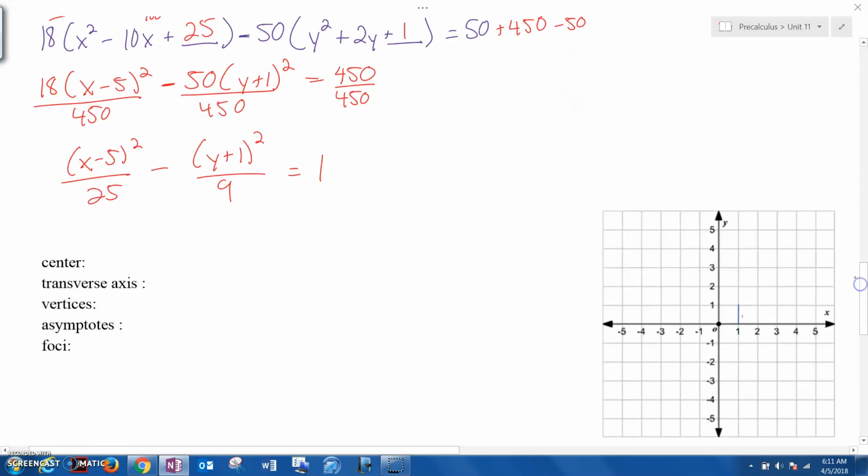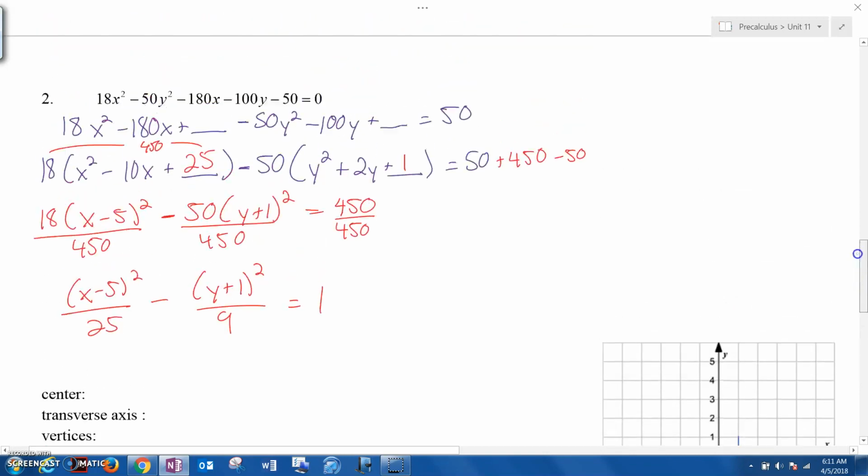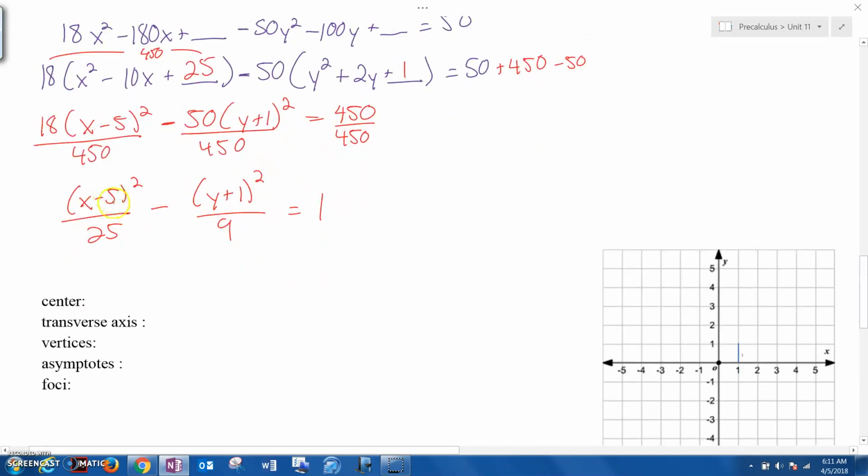Now from that, it's just like the one we did before, we are going to get all our pieces. The center is the x piece, which is 5. The y piece is negative 1. So 5, negative 1 is right there. This is not going to fit, I think, on my graph. Yeah, this is not going to fit, but that's okay. Our x equals 5. Our y equals 3. So yeah, this will not work.